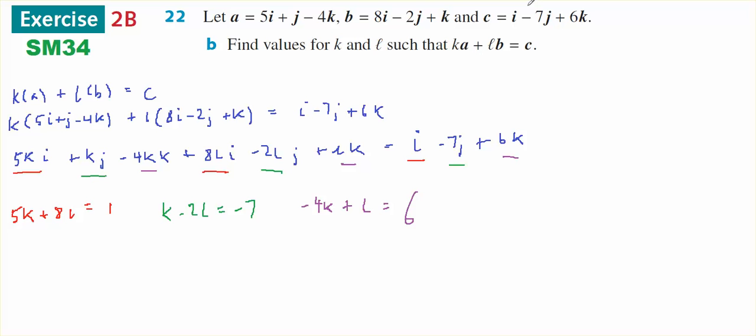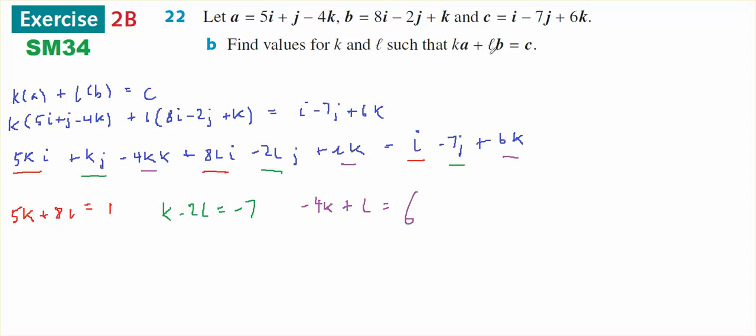If we can't find values of k and l, it means that they're actually independent vectors, and I can't express b and c by adding them together and multiplying by a scalar. Okay, so that's what the question's about.